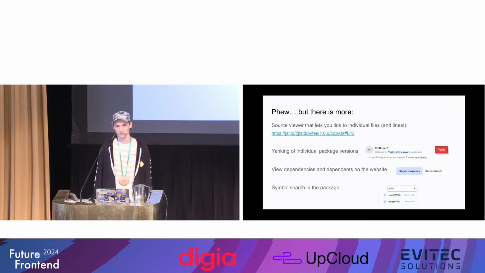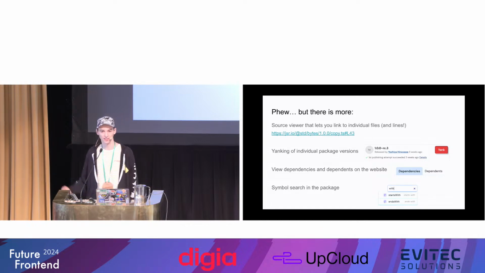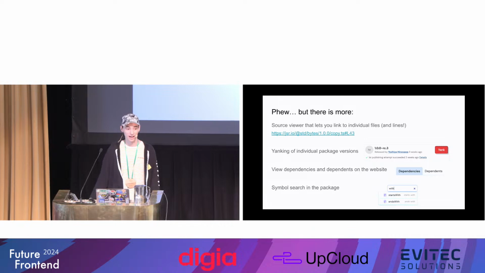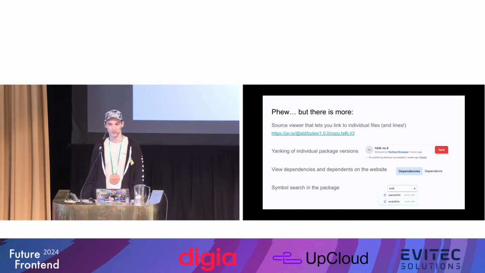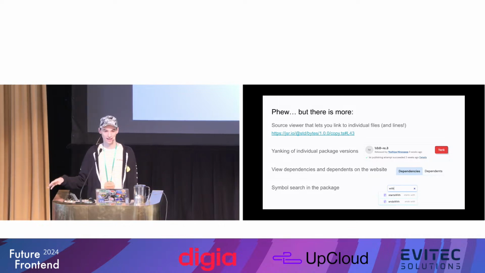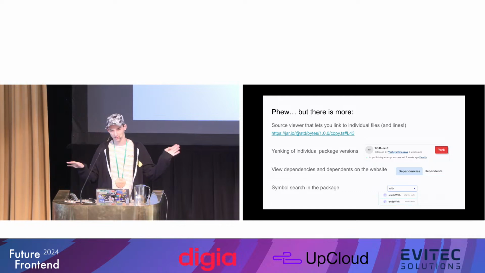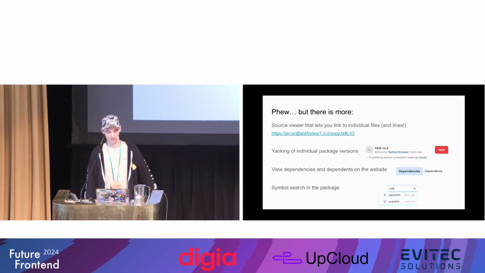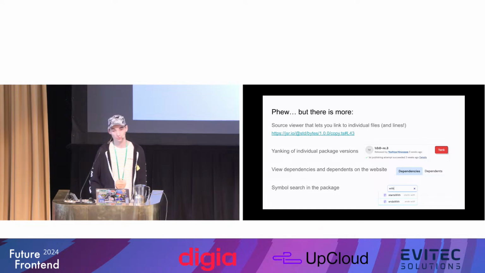And there's a lot more, right? Like I mentioned earlier that npm's files tab doesn't let you link to specific files. JSR's files tab does. You can yank individual packages. So if you're publishing something on a Friday evening, and then you get a flood of bug reports that something's broken, you just go to the website on your phone, click on the yank button for that version, and then the problem will be deferred until Monday, right? This is very nice. You can view dependencies and dependents on the website.